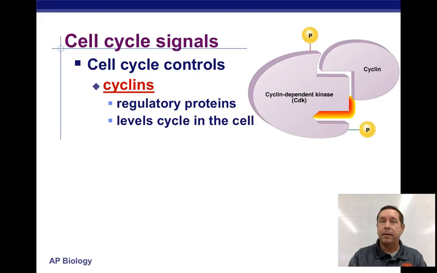One of the main groups of cell signals that are involved in cell cycle control are called cyclins. Cyclins are regulatory proteins that regulate when the cell moves from one stage of the cell cycle to the next. So as the cell does the things it needs to do to get ready to move to the next step, the cyclins get produced and their levels go up, and then the cell moves on and the levels drop off.